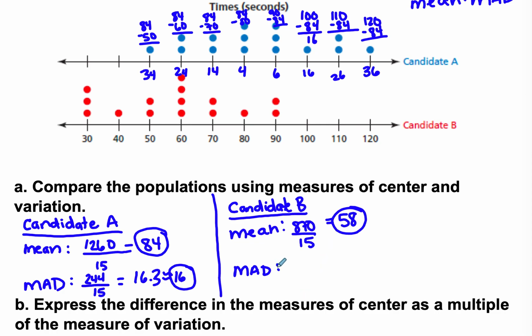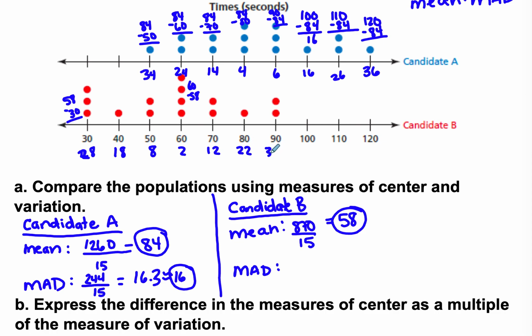When we find the MAD, we have to take each thing and subtract it from 58. So like we would do 58 minus 30. We'd get 28 here. We would have 18 here when we subtracted. We would have 8 here when we subtract. Here we would switch, 60 would go on the top, 60 minus 58 would be 2. This would be 12. This would be 22.